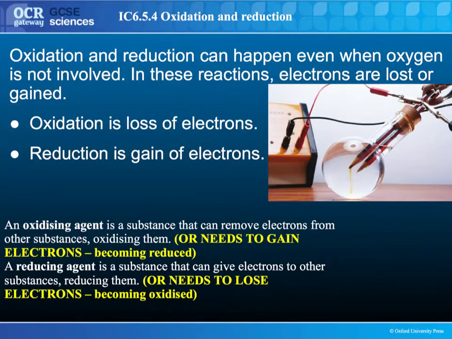When we move on to talk about electrons, it's a little bit counterintuitive, because when we get reduction, we actually get the gaining of electrons, whereas in oxidation we get the loss of electrons. There's a little mnemonic that you can use to remember this. Oxidation is loss of electrons, and reduction is gaining, or OIL RIG.